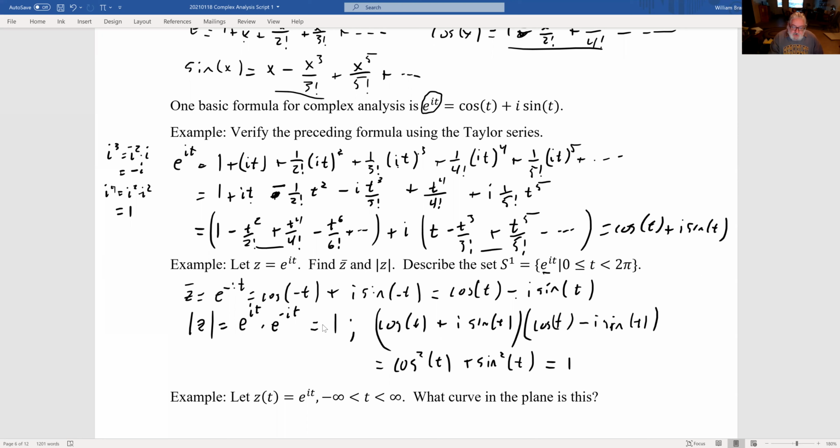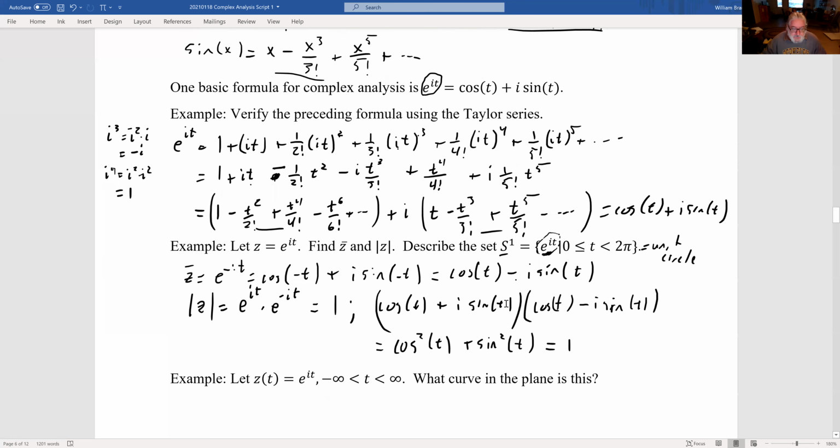So what is the set of all points of form e to the it? That's just the circle of radius 1, right? This is the unit circle as t goes from 0 to 2 pi. We call that S1. S1 means this one-dimensional sphere. That's the circle. S2 is the two-dimensional sphere, right? The skin of a globe. S3 is the skin of a four-dimensional globe. And if you do topology, you see more of that.